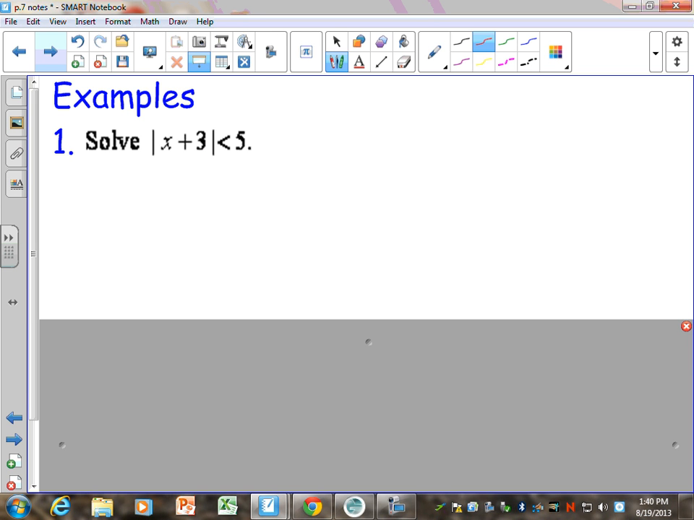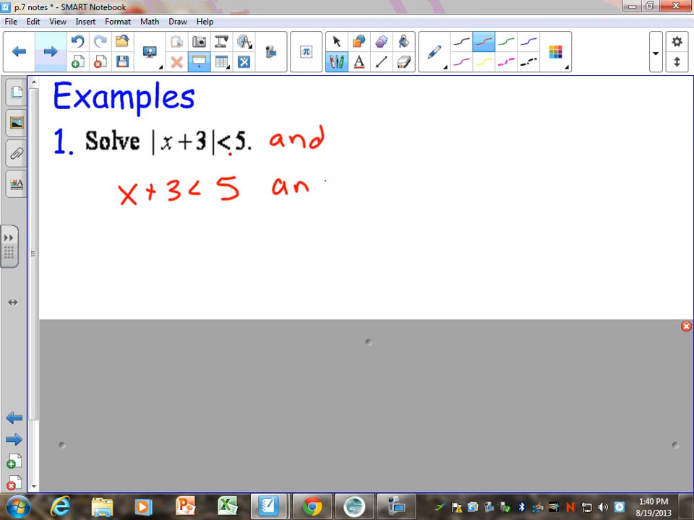When I see this, the first thing that I do is I figure out whether it's an "and" or an "or", so that I know how to write my answer. Less than means and, greater than means or, so I'm going to write next to this "and", so I remember when I'm done solving it to put it in an and inequality.